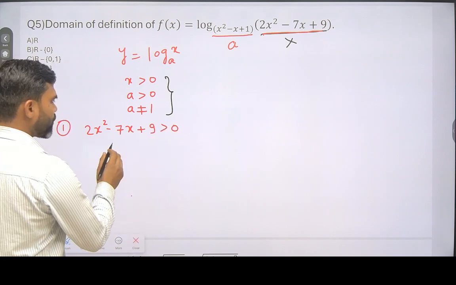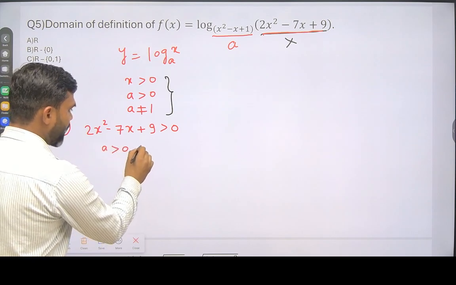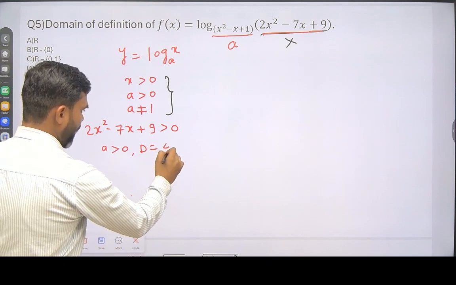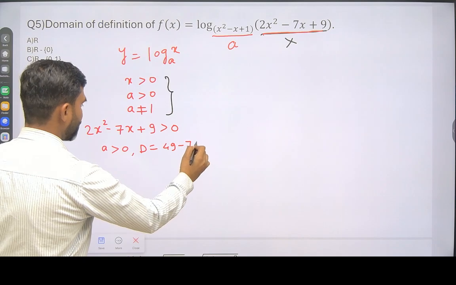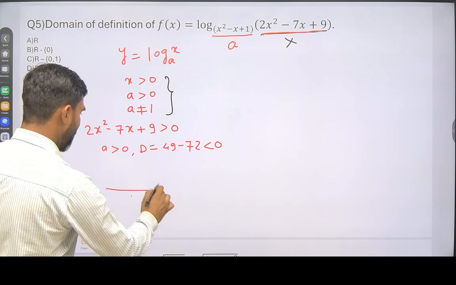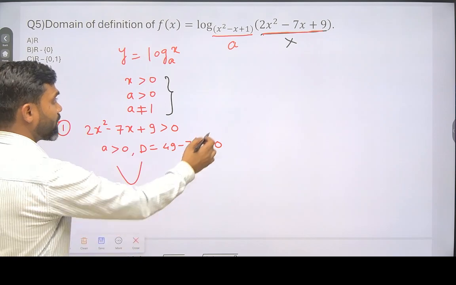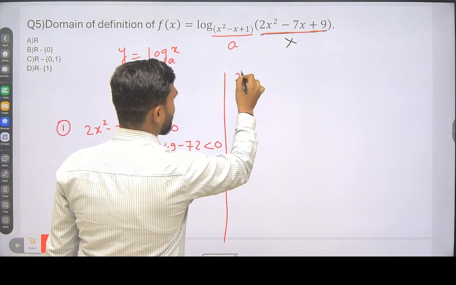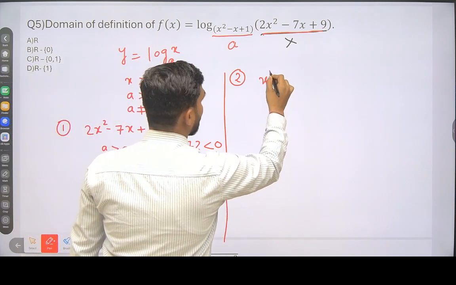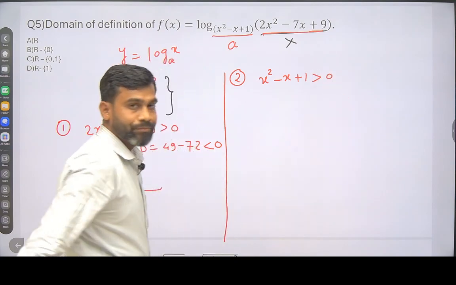Let us solve it. If you see, a is positive, and what is d? Let us find d: 49 minus 72, which is of course negative. Again, a is positive, d is negative, so the graph will be something like this. It is always positive. You don't have to worry about the first condition. Now let us take the second one. What is a here? x square minus x plus 1, which should be positive.